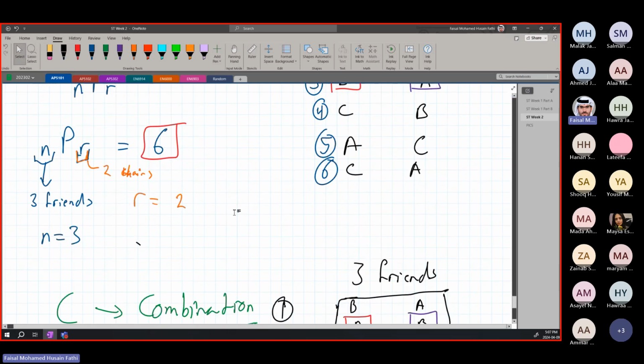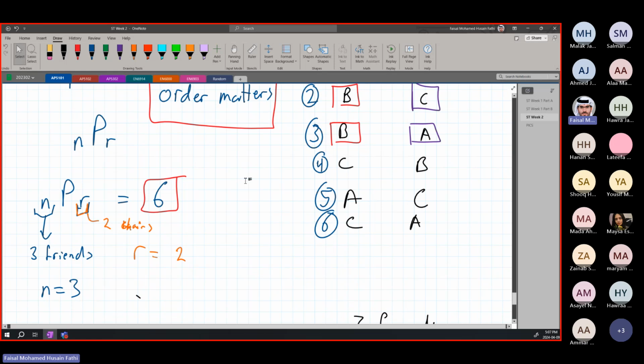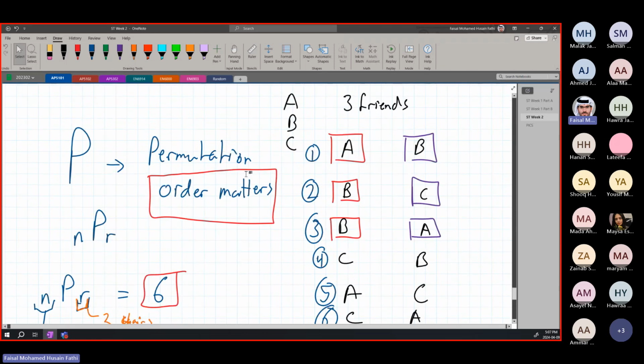So this is basically how you will be using the permutation and how you'll be using the combination, depending on whether or not the order matters or if the order is not important.